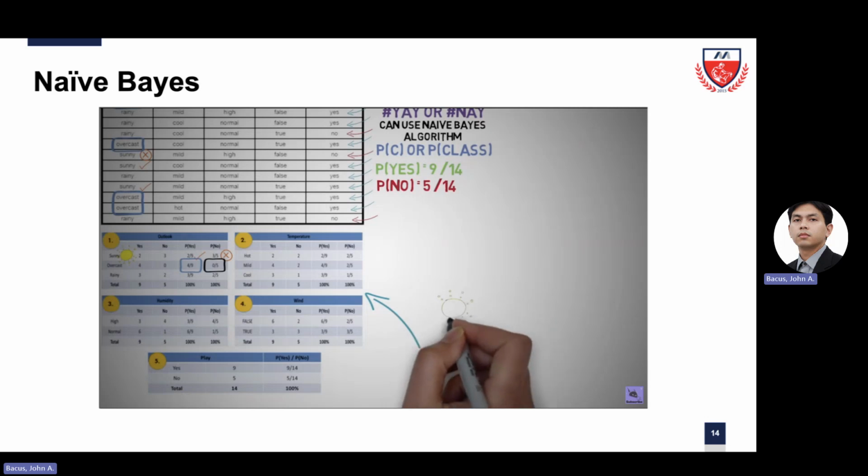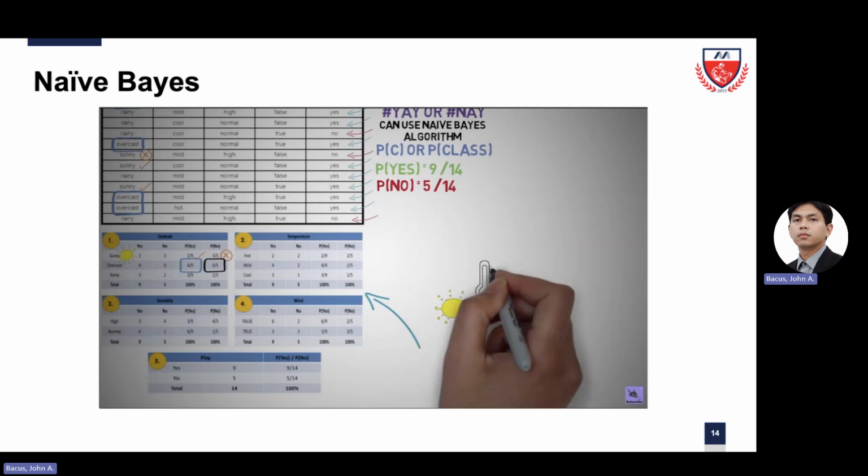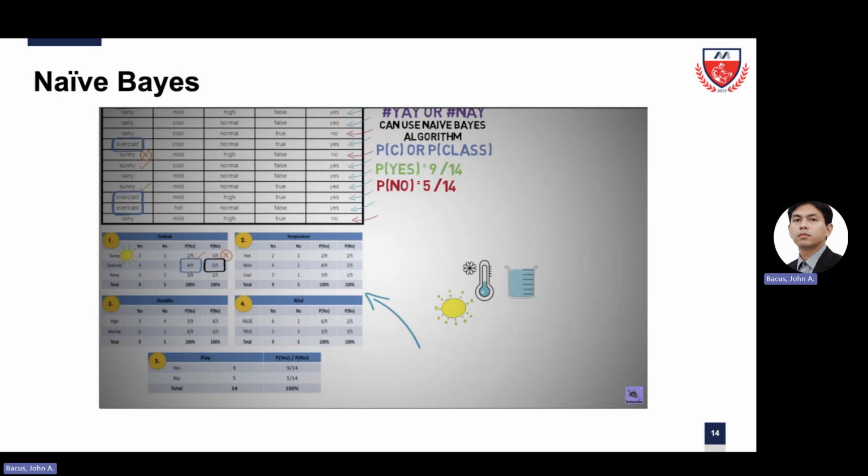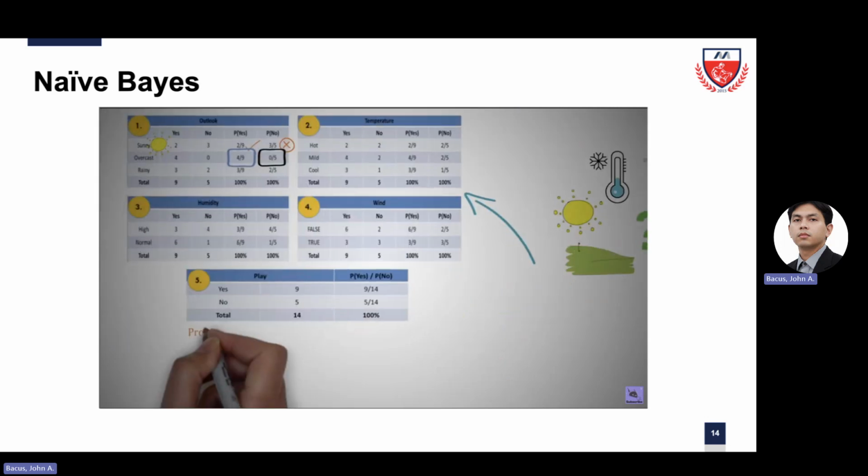So assume we need to classify the following new instance, where the outlook is sunny, temperature is cool, humidity is high, and it's a tad bit windy. Should we go out and play some golf, or rather stay indoors and watch a movie?